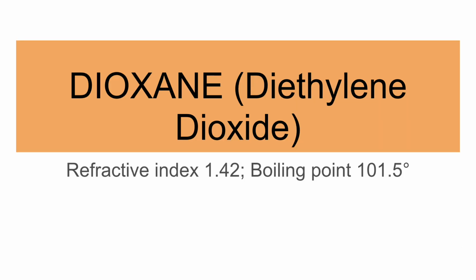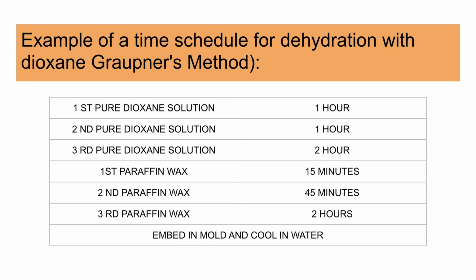Next is dioxane or diethylene dioxide with a refractive index of 1.42 and boiling point of 101.5 degrees Celsius. This is an example of a time schedule for dehydration with dioxane in Graupner's method. So you can look at this for reference.